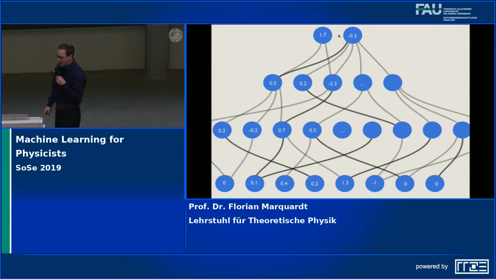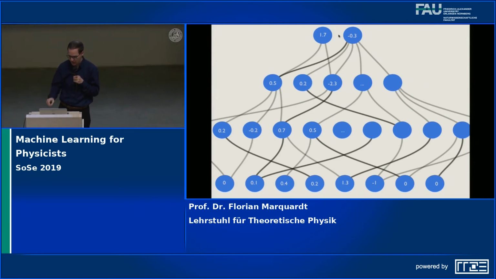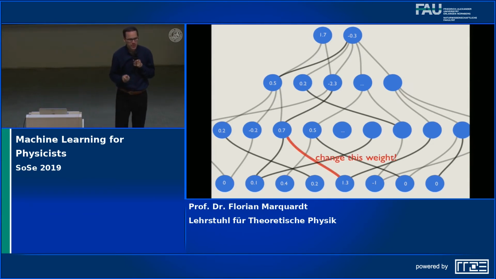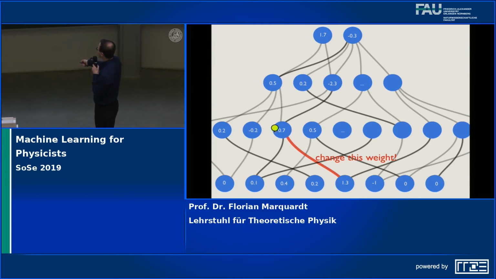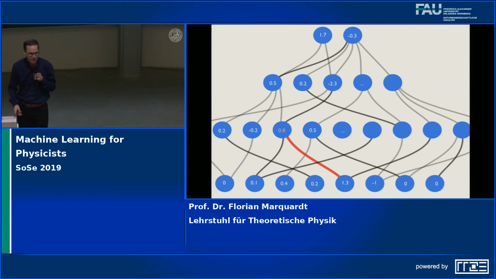So what I can do is I can try to change my weights a little bit, so to change the connection strengths. So for example, I change this weight. The question is, what happens? What happens if I change this particular connection? Well, the first consequence will be that this 0.7 starts to change because this neuron receives input from that neuron down here according to this weight. If the weight changes, then also the 0.7 value will change. So let me say it changes to 0.8, for example.